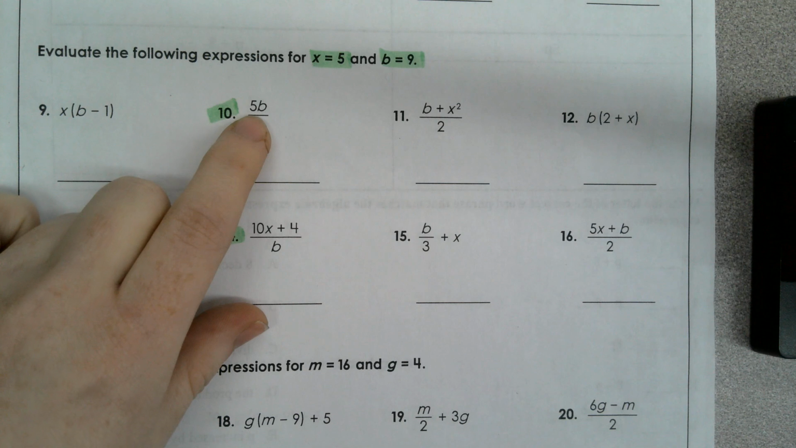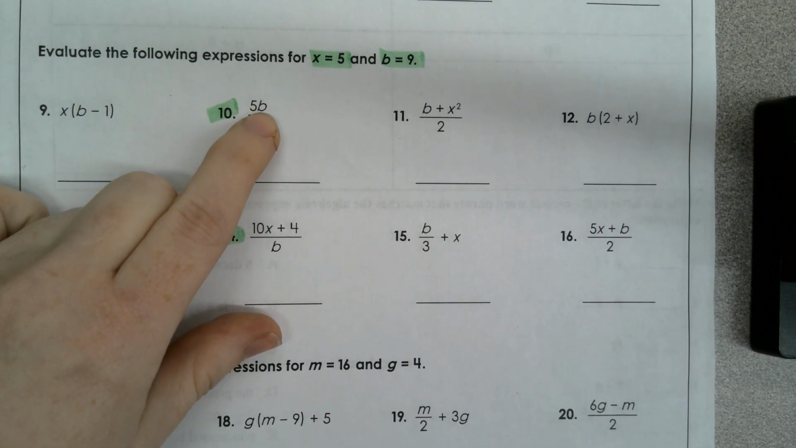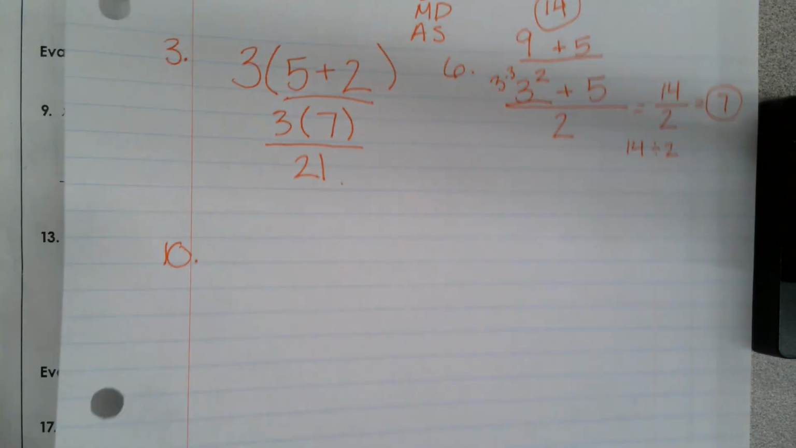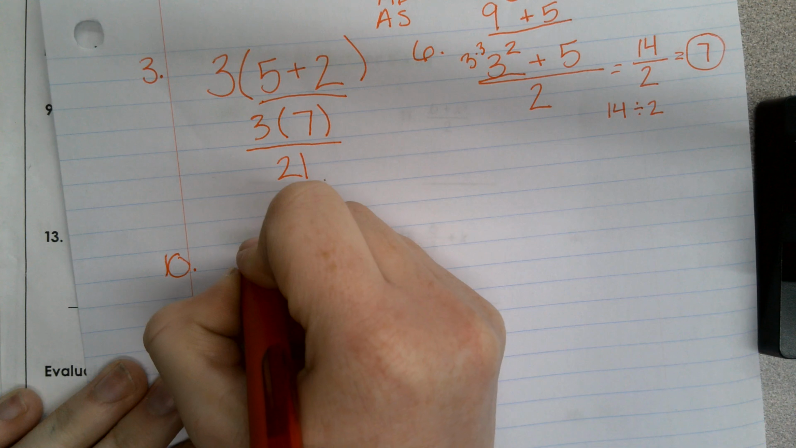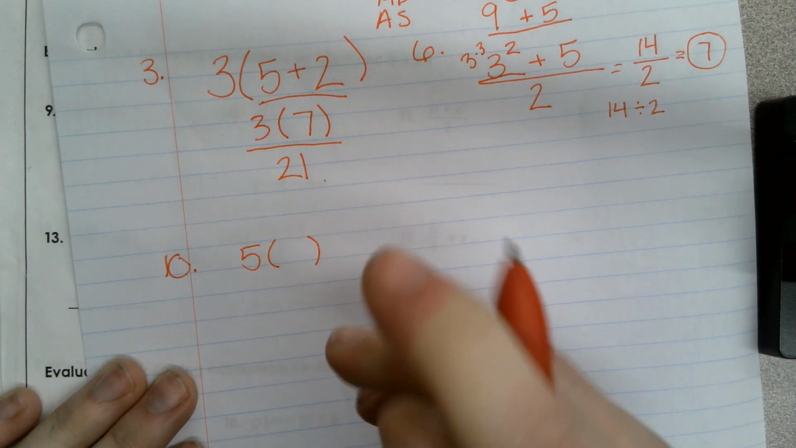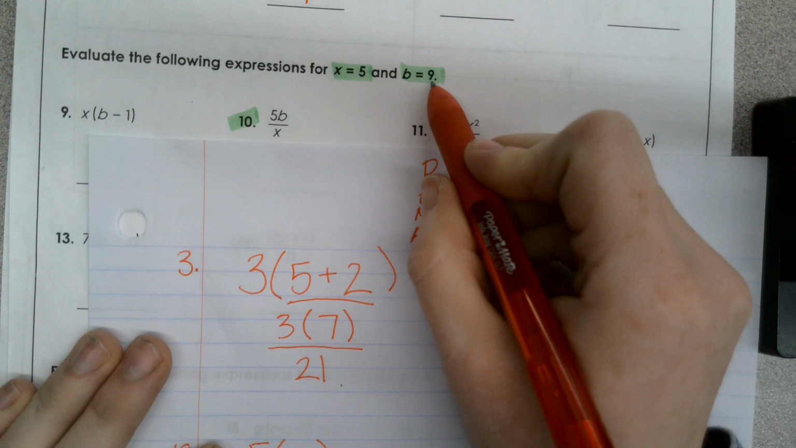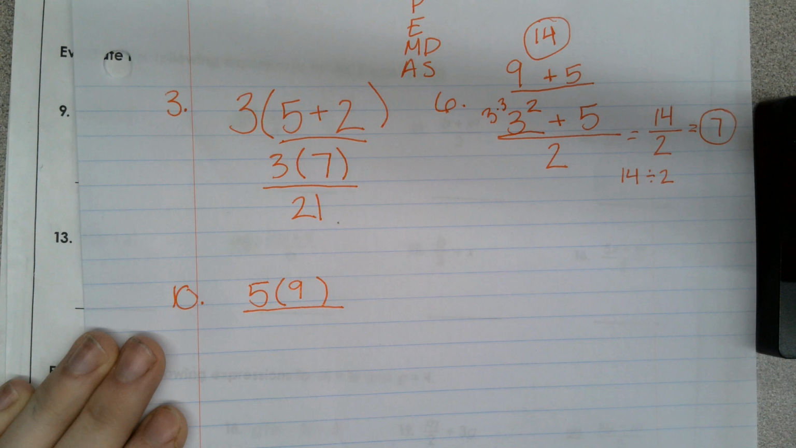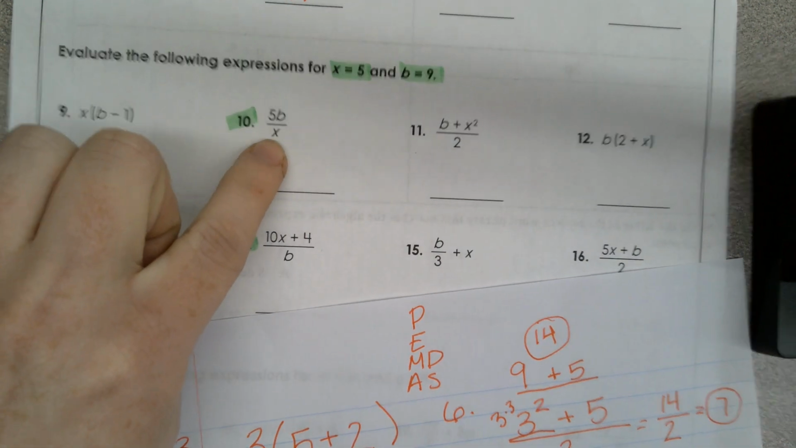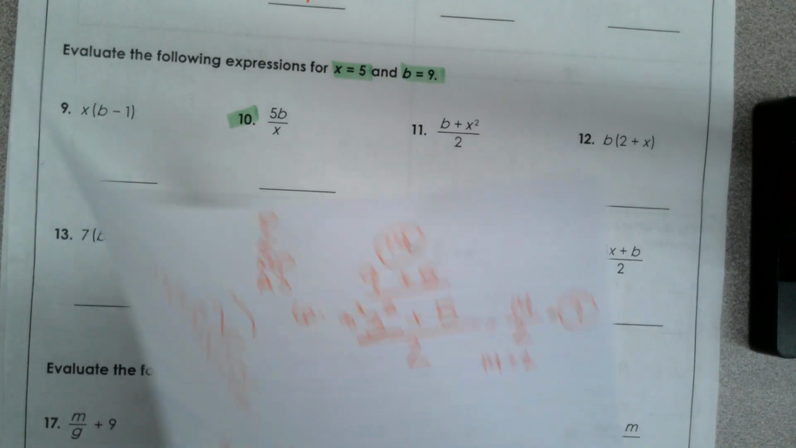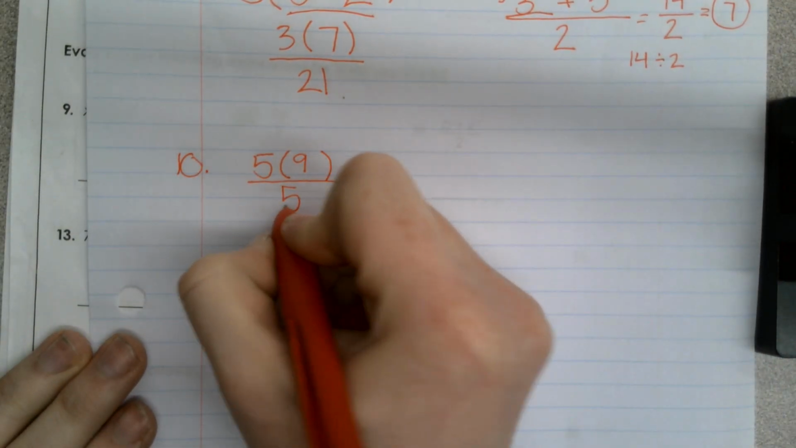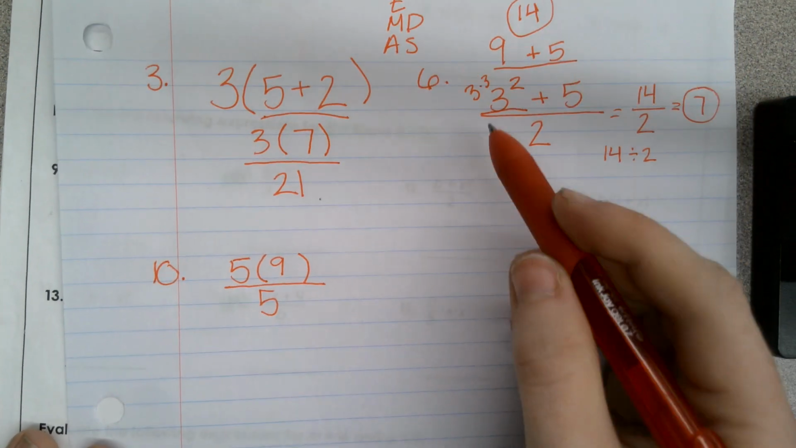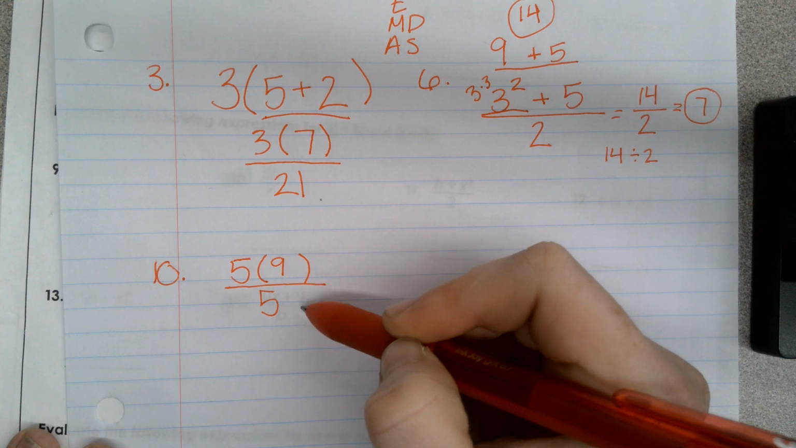Okay, so for this one, remember when you have a coefficient right beside a variable, it means to multiply. So I'm going to write 5 times b. I'm going to use the parentheses to show that I'm multiplying, and b equals 9, so I'm going to put 9 inside the parentheses. Okay, underneath the fraction line, so in the denominator, I have x equals 5, so I'm going to write 5 underneath. Okay, and then just like we did for number 6, we are going to work our way up and then work our way down if we need to.